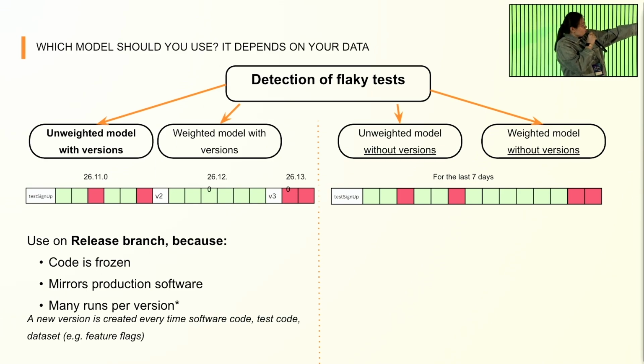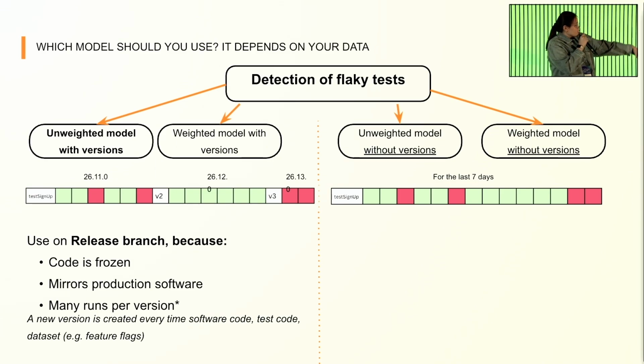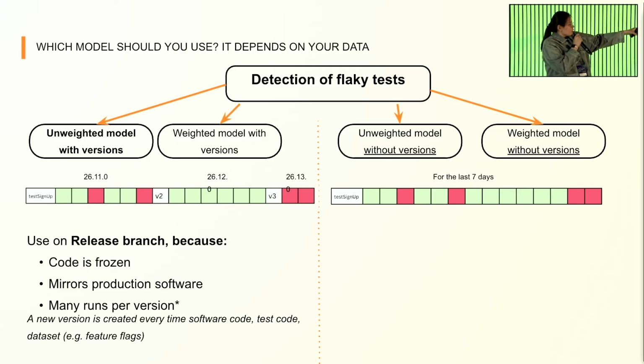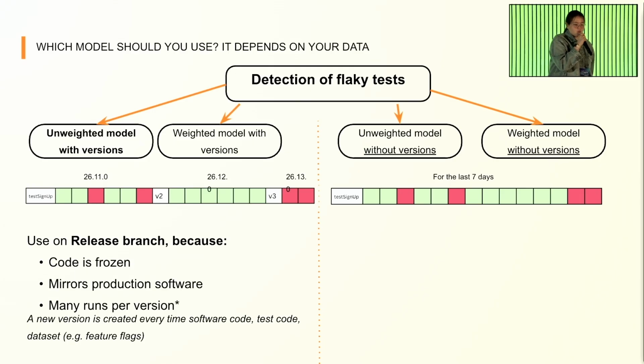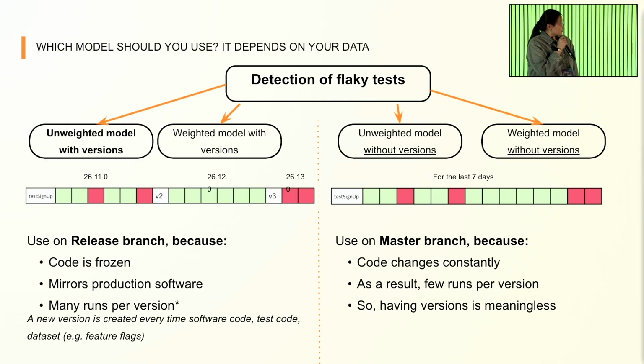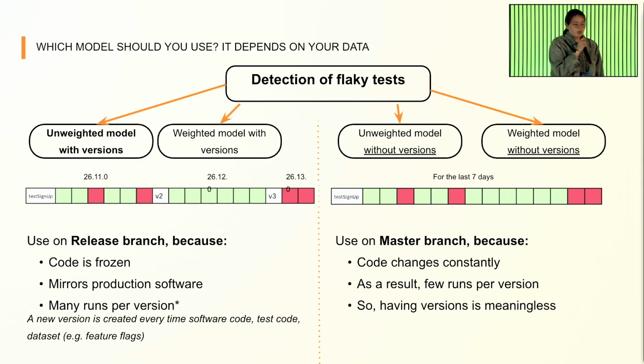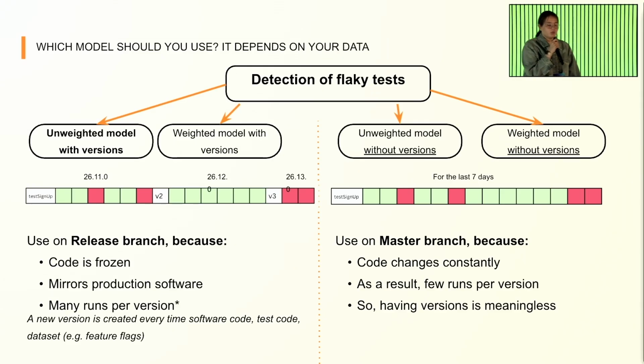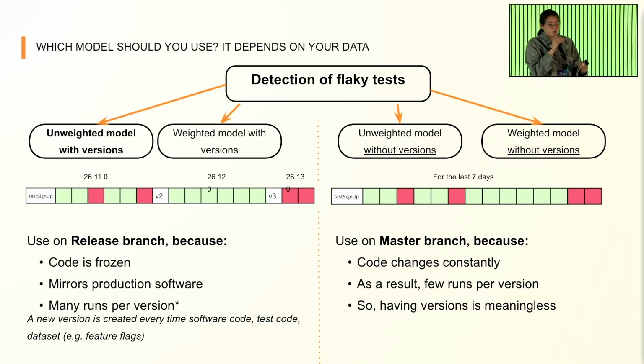Why use versions? Because code is frozen, it mirrors production software, and there are many runs per version, so utilize that. The next one, which we are using currently in our company, is on the master branch, because the main branch is very dynamic and changes. We still run our end-to-end tests against production, but production is changing at a rapid pace, so that's why we are using it without versions.